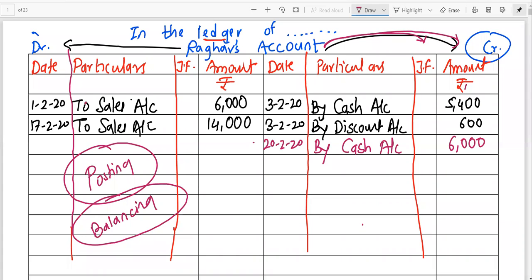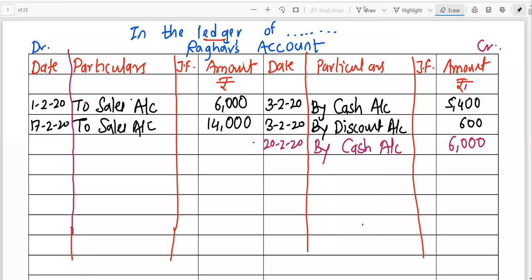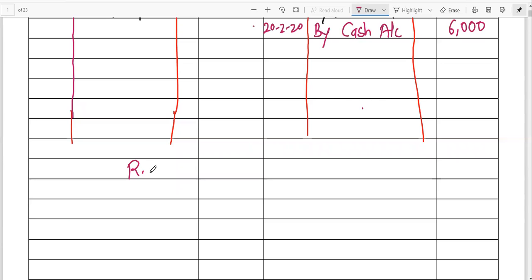So we are going to learn now balancing. Balancing of accounts. Please follow my instruction. Take a rough page or the last page of the notebook. This is on rough page. Okay, rough calculation. We are doing rough calculation.